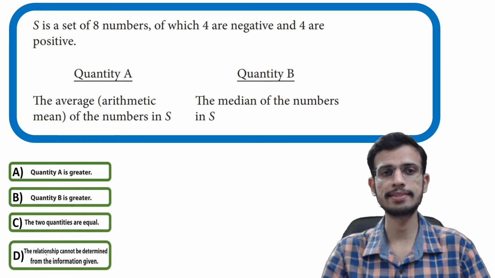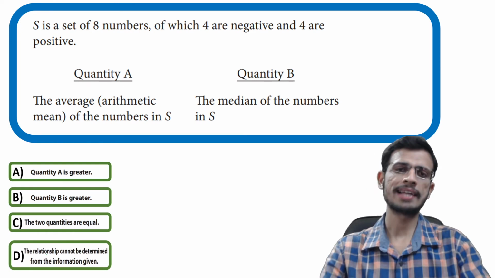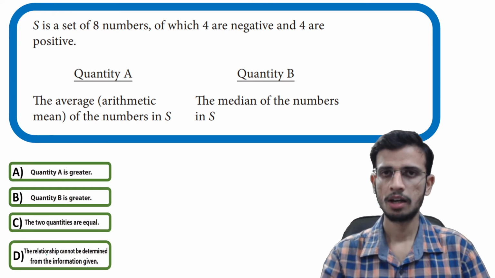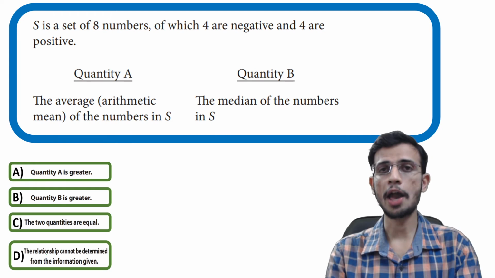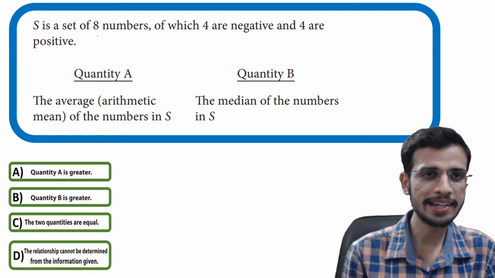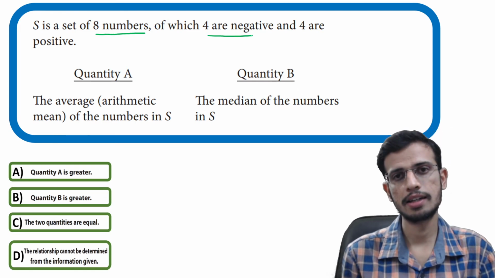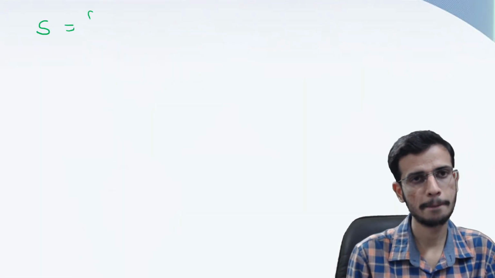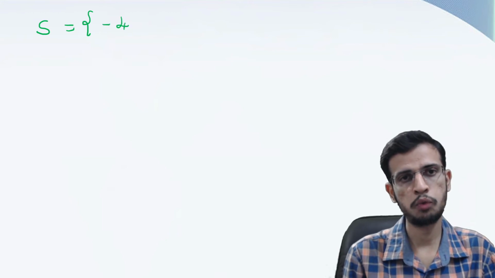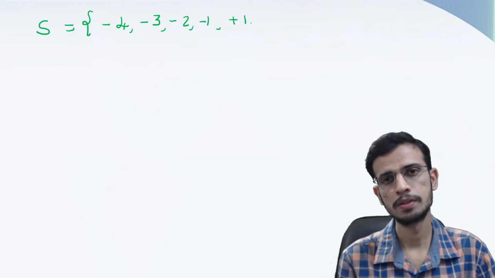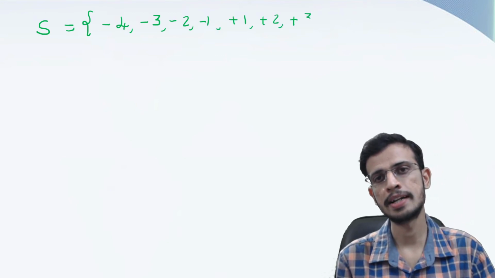Now we have to compare quantity A and B. I think you got an idea that median can remain the same, but you can change the average according to your requirement. So I am writing set S according to the given condition, in ascending order: 4 negative integers, and 4 positive integers.